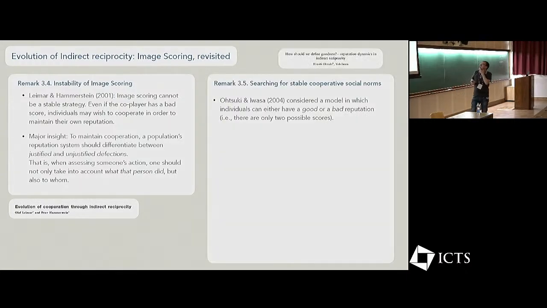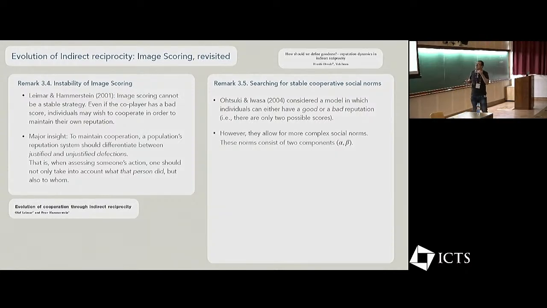All right, so the next milestone in this literature is the paper by Ohtsuki and Iwasa, and they try to take exactly this idea into account, to distinguish between justified defections and unjustified defections. To make the model a little bit simpler, in the beginning they only allowed for 2 possible reputations. They didn't have a score between -5 and +5. They only had 0 and 1, where 1 is a good reputation and 0 is a bad reputation.